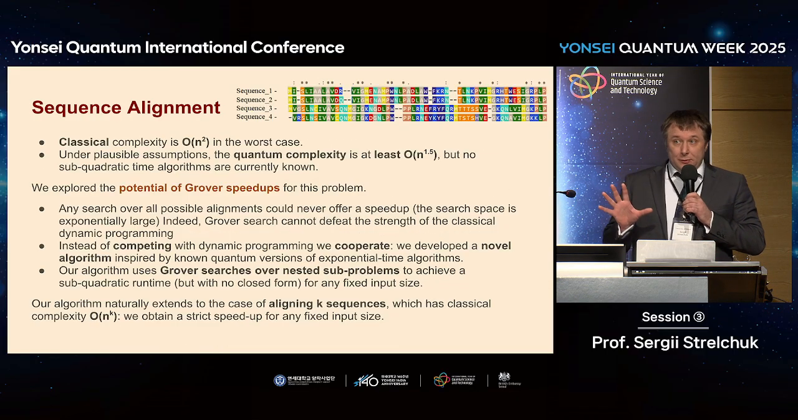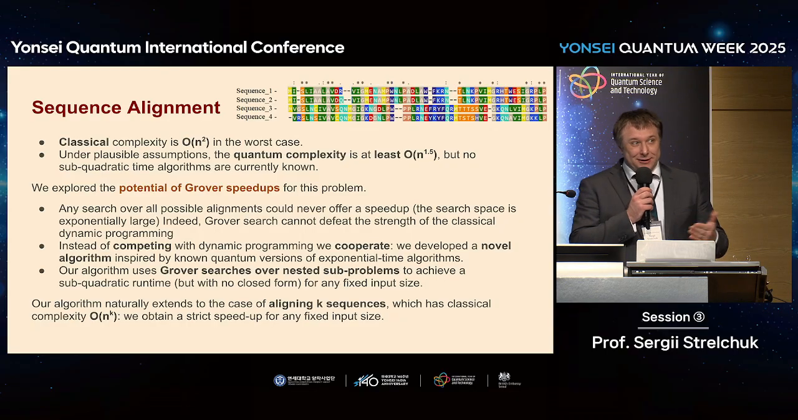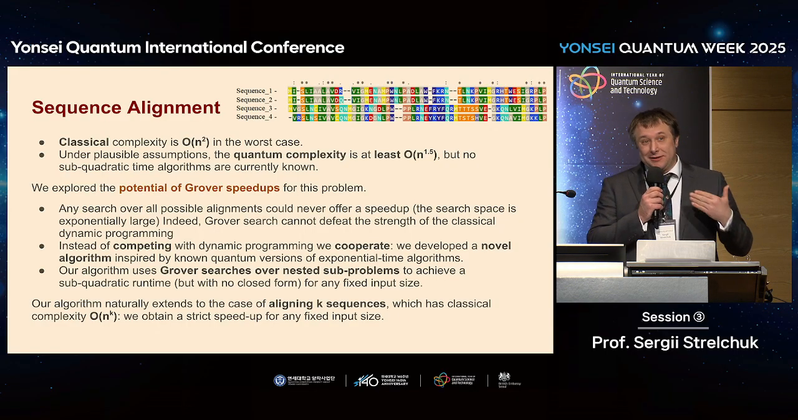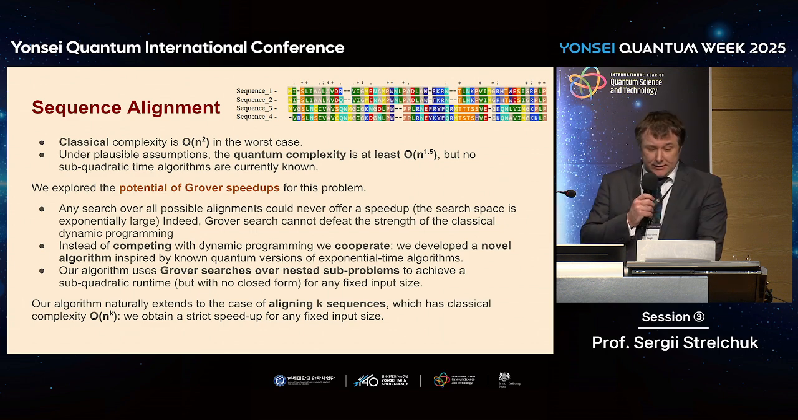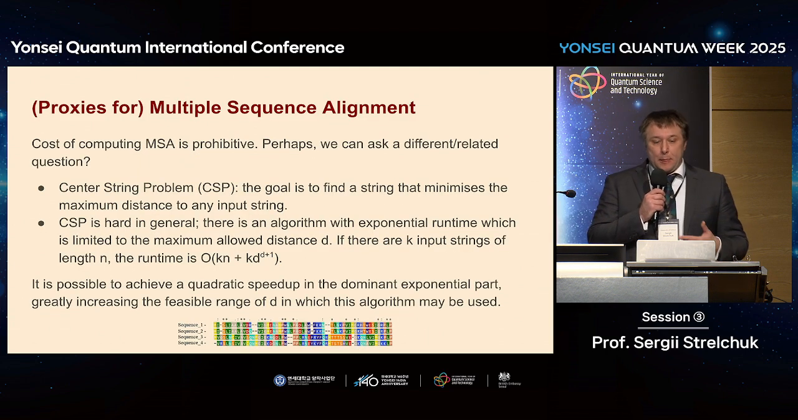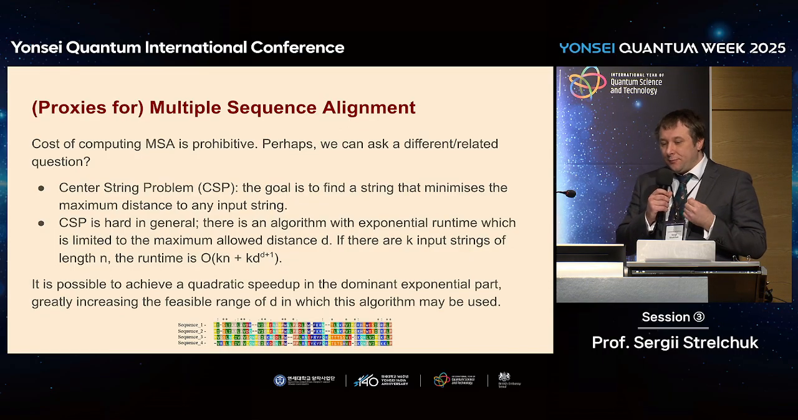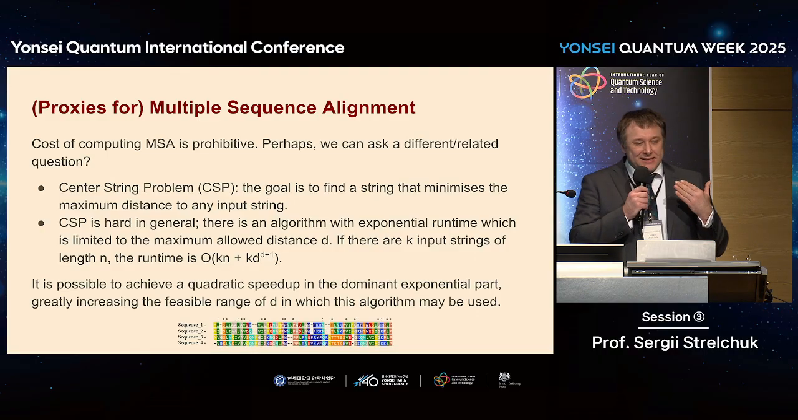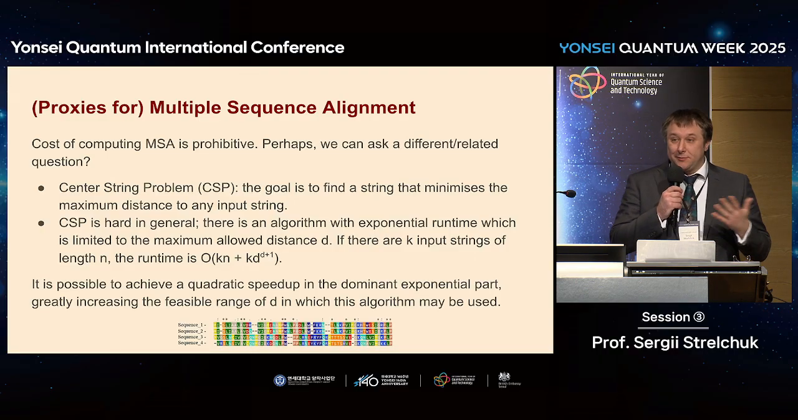Often, when you're faced with a large number of strings, k in principle could be hundreds, and n could also be hundreds. So even with a quadratic speedup, you're not getting very far from classical possibilities. So perhaps it's worth considering other proxies for multiple sequence alignment. Perhaps there are problem formulations which, once solved, could imply something about the multiple sequence alignment.